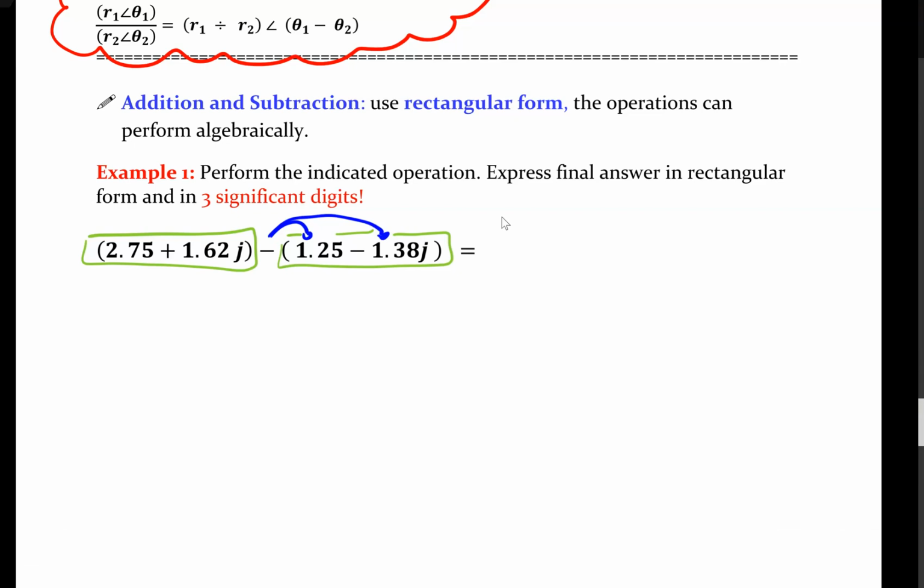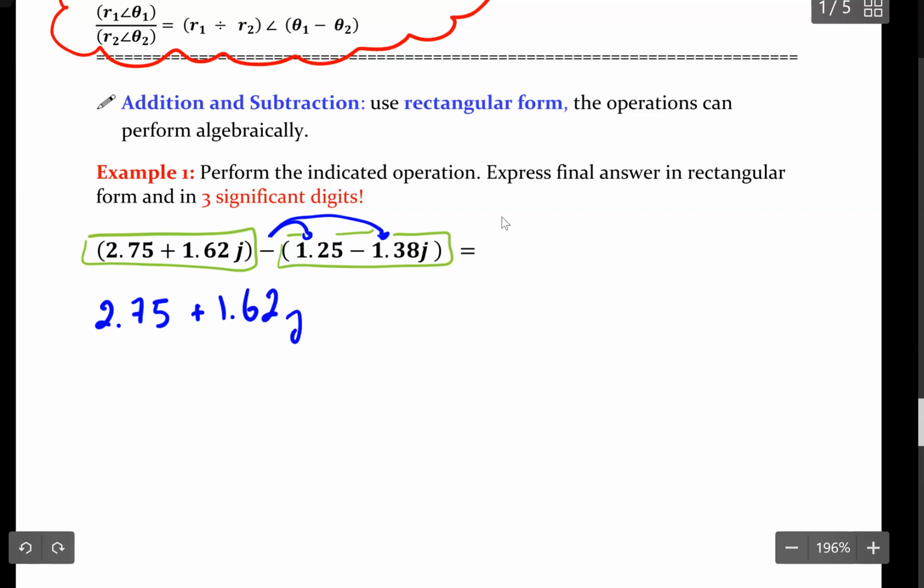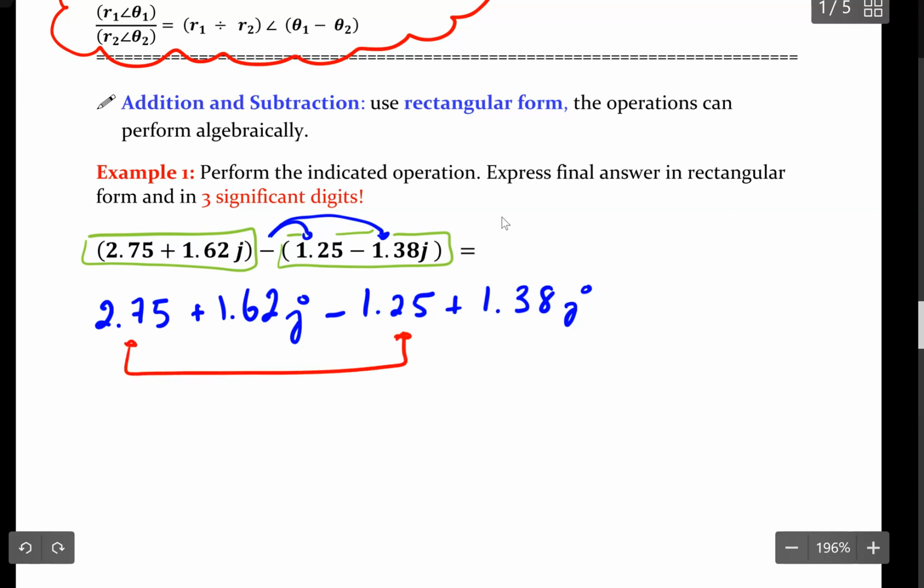So I will put 2.75 plus 1.62j. I subtract 1.25. Negative times negative will give me a positive 1.38j. Collecting like terms, I take these two numbers and subtract, and I should have the answer as 1.5. The next like terms would be this 2 with the j. If I combine these two, my answer should be plus 3j.